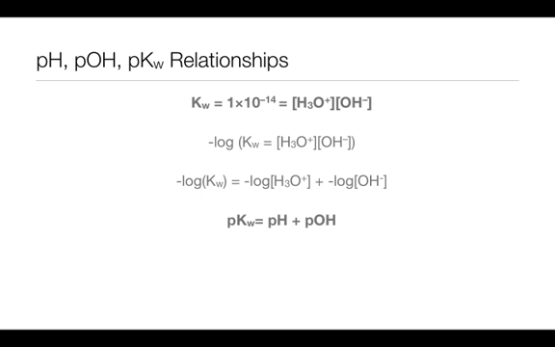pKw is the negative log of 1 times 10 to the negative 14th. That would equal 14. All pHs and pOHs then will equal a sum of 14. We can then use pH and pOH with this relationship to easily find one or the other. If given pH, you can easily find pOH. If given pOH, you can easily find pH.